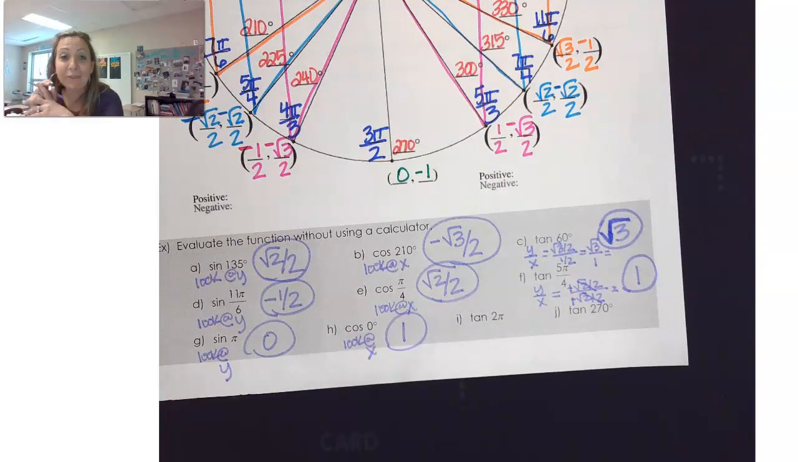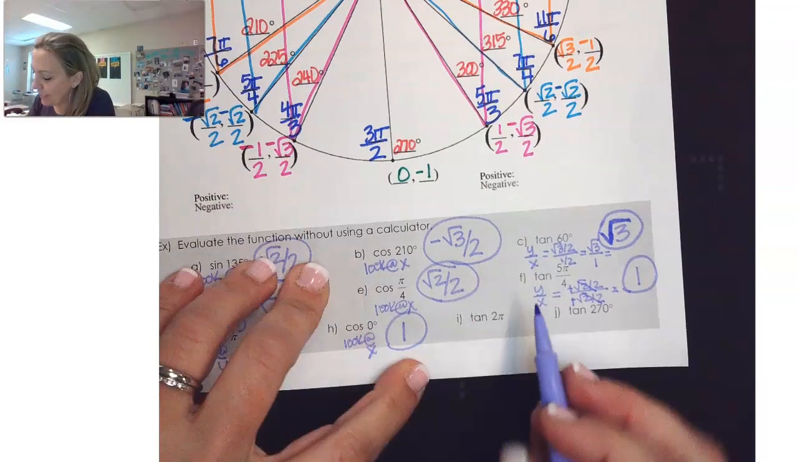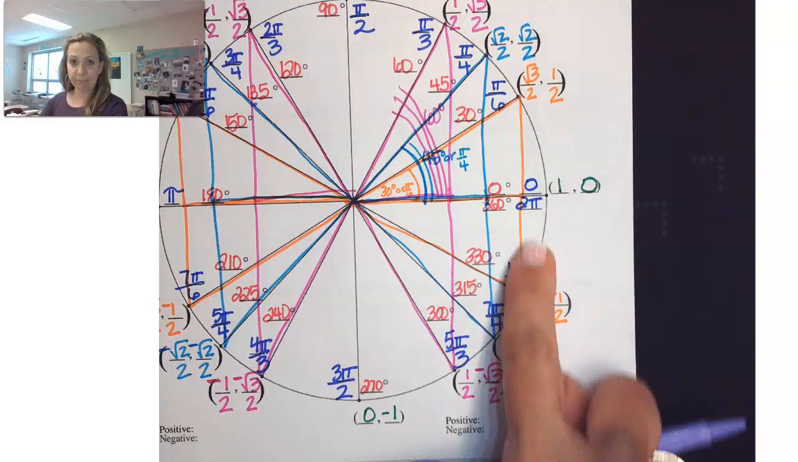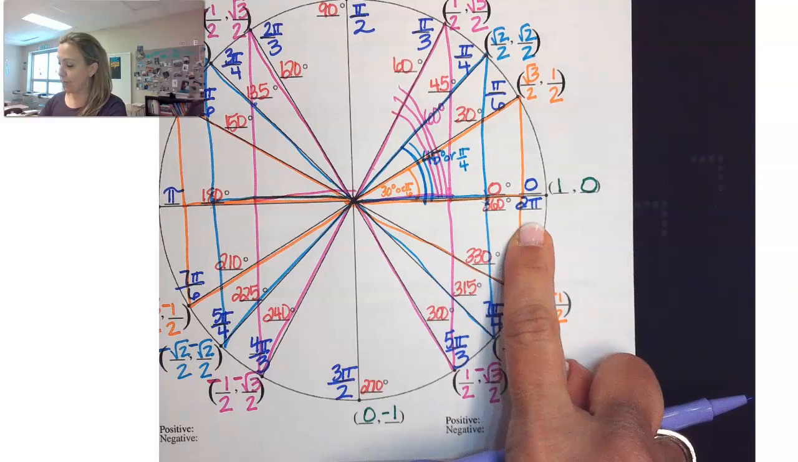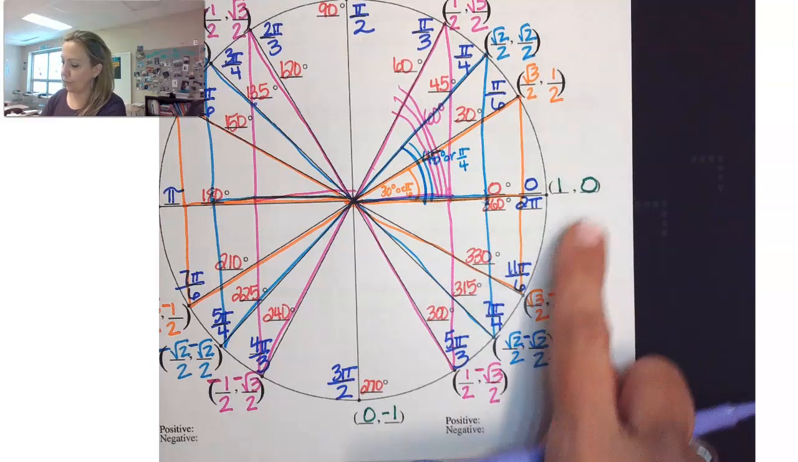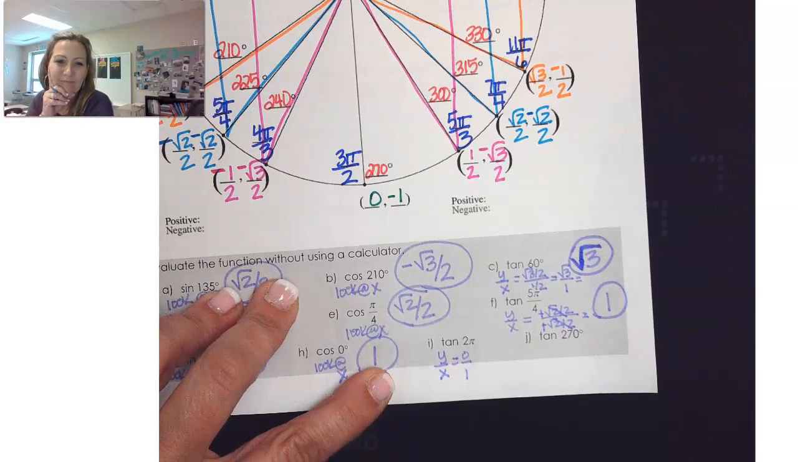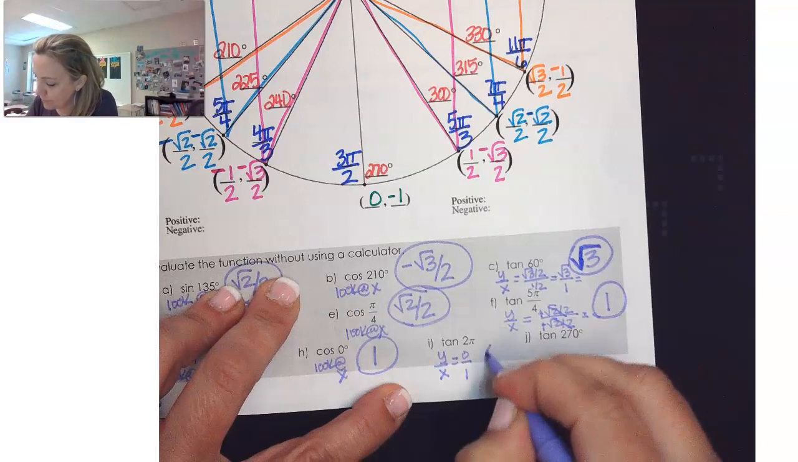This is it. That's how you use the unit circle to evaluate. Isn't it sweet? All right, tangent of 2 pi. Remember, tangent is y over x. So let's go to 2 pi. And so y over x is going to be 0 over 1. Is that legal? I hope you said yes, it is. 0 divided by 1 is just 0.